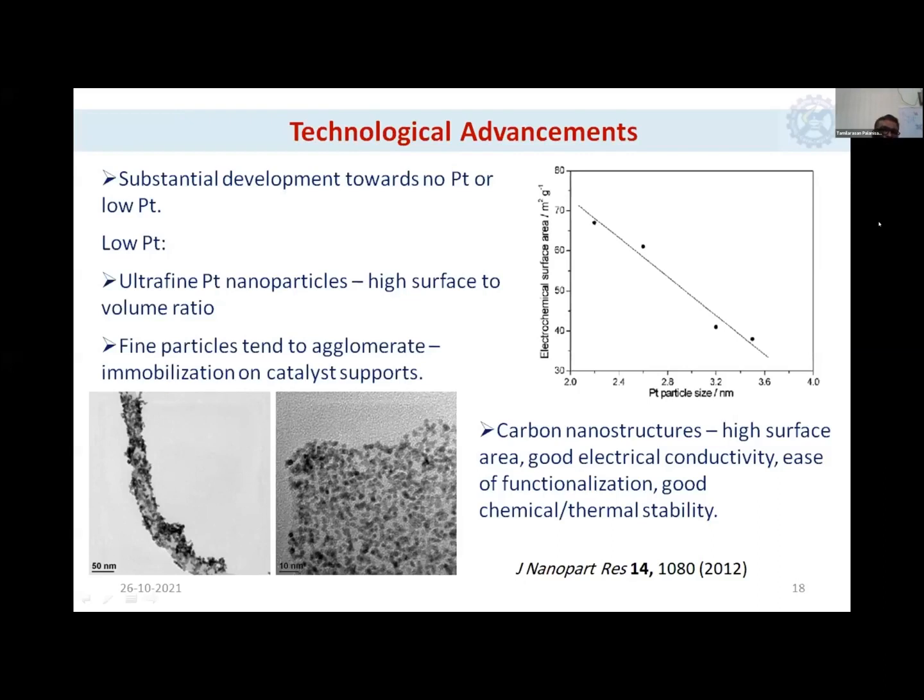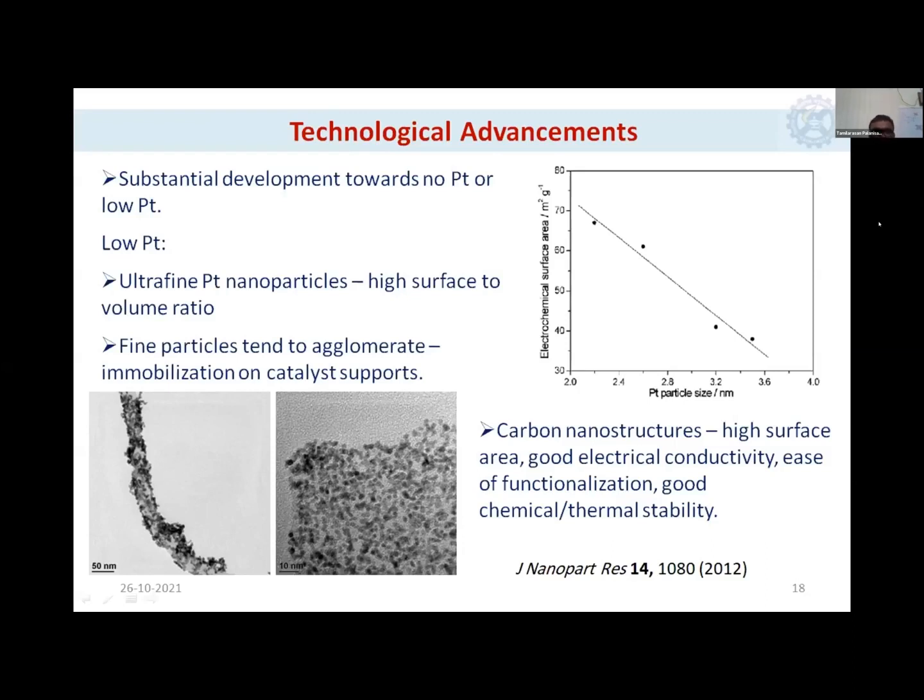What are the ideal substrates for that? Generally, carbon is used for this anchoring purpose because of two or three major reasons. One is its high surface area. If you take a single layer graphene, its surface area is 2,700 meters squared per gram. And if you take a single wall carbon nanotube, it's half of that, 1,350 meters squared per gram. So such a high surface area gives you a lot of scope to immobilize nanoparticles on the surface.